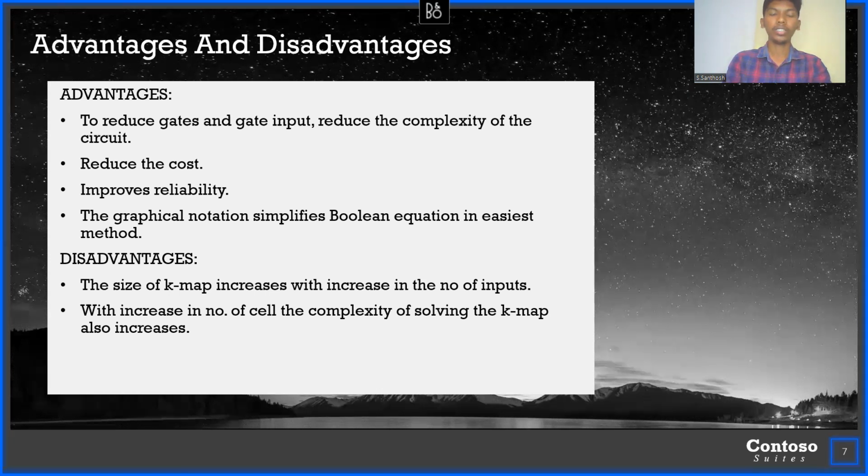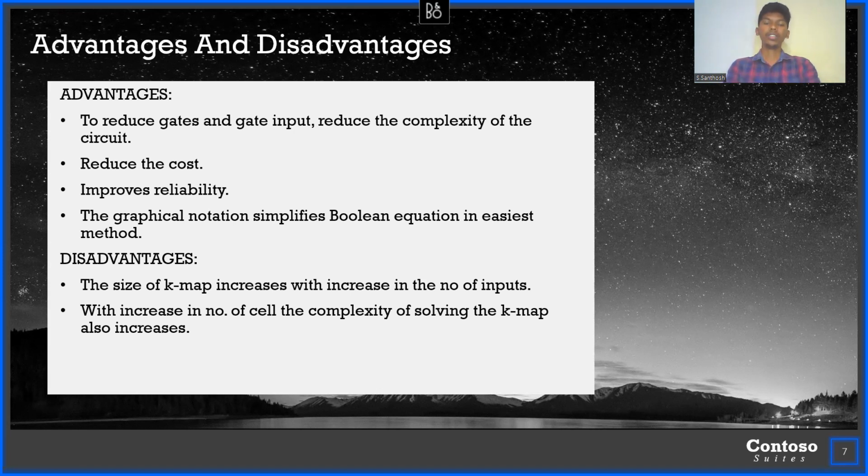And over here you can see that it's also given that the cost is reduced. If you don't have many gates used in it, you'll of course reduce the cost of the circuit, and also the components. And it improves reliability. So this method is very reliable. That is, it can be used in any number of forms or with many cells also. And the graphical notation simplifies the Boolean equation in the easiest method.